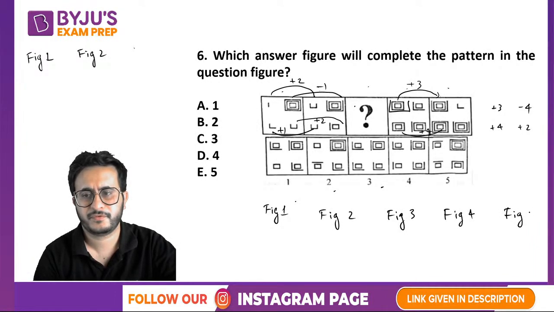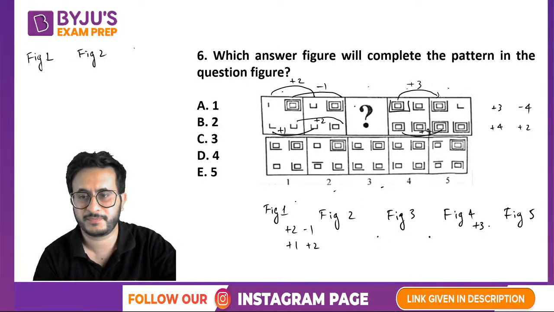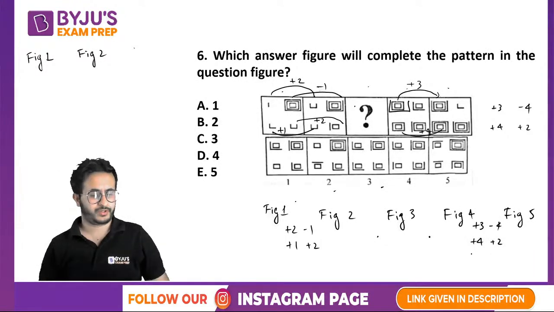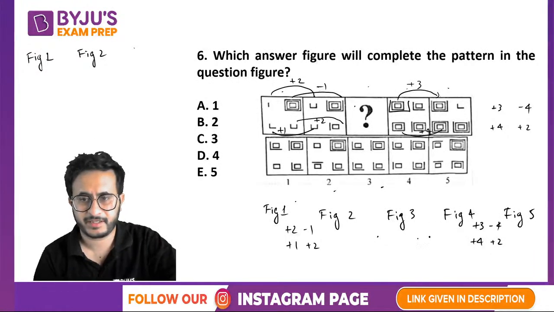Figure 5, right? So the transition is +2, -1, +1, and +2, right? So you have to find what change came from figure 2 to 3. From 3 to 4 we do not know. Figure 4 to 5 we know that this is +3, -4, +4, and +2. Okay, right? So that is the final transition.